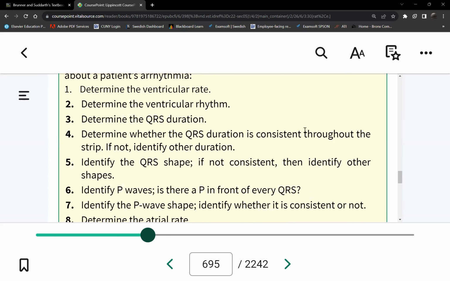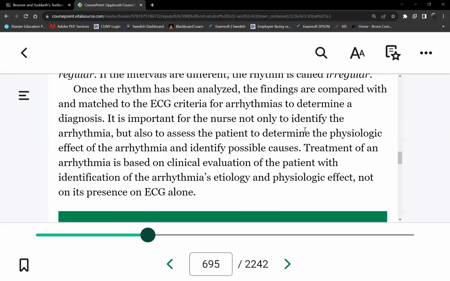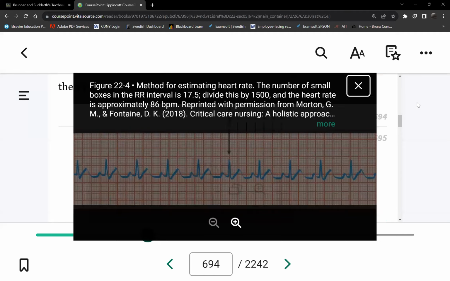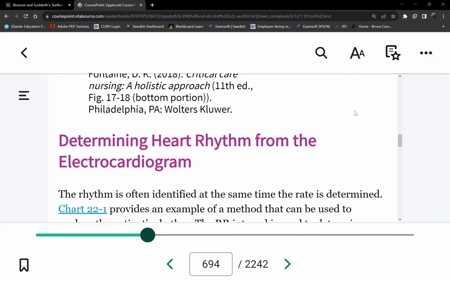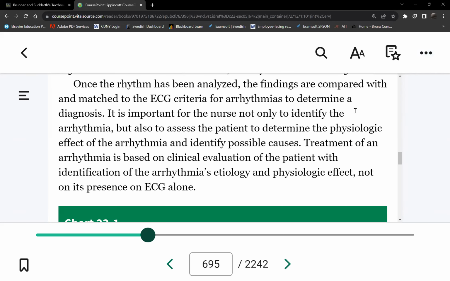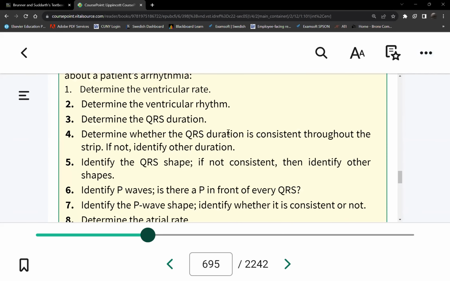Is it consistent throughout the strip? Do they look the same throughout the strip, or do the other complexes look different? They look the same all throughout. So far so good. It's meeting the characteristics of a normal sinus rhythm. They're the same shape, consistent.